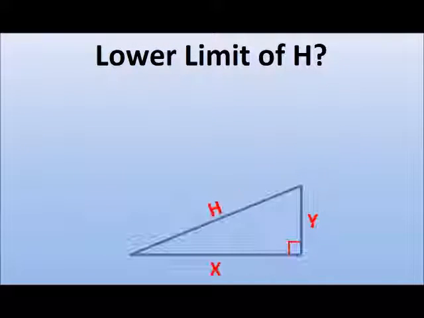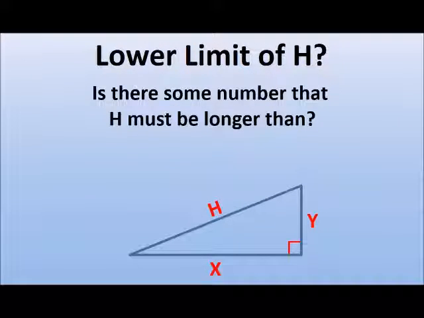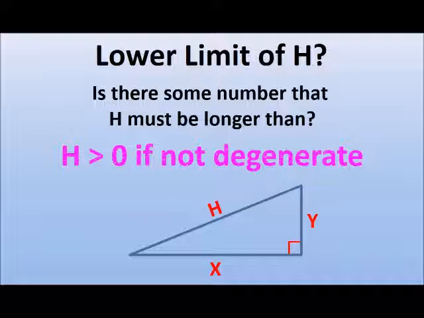So we start with a general triangle having lengths of x, y, and h. Is there some value that h must be longer than? You might want to pause and ponder on this a bit before continuing. One answer is so obvious that you might have missed it. Clearly, if we have an actual triangle, meaning that x and y are both greater than 0, then h must be greater than 0. In other words, our hypotenuse must have some length greater than 0.